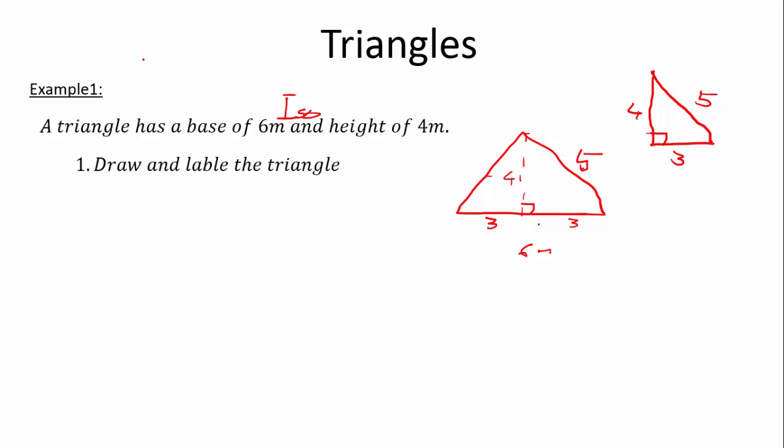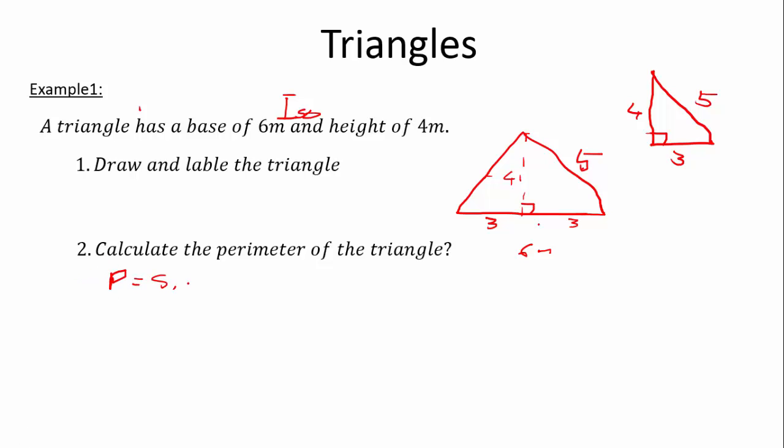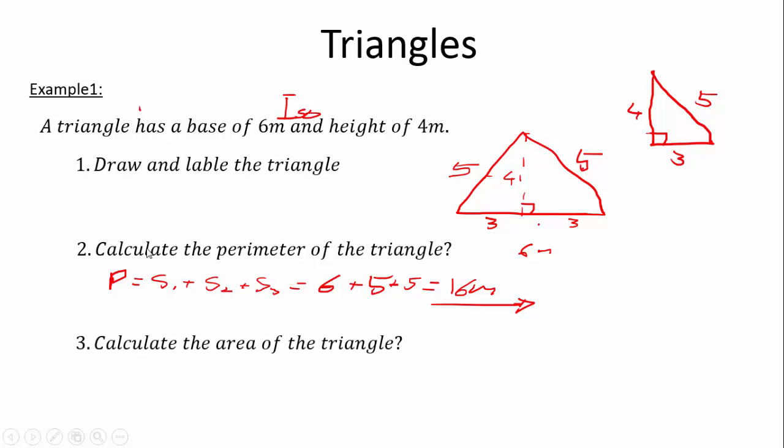Okay, next question is, calculate the perimeter of the triangle. What is the perimeter? Perimeter P is equal to S1 plus S2 plus S3, and that is equal to S1 is 6 plus 5. It's an isosceles, remember, so that's 5 as well, and that's plus another 5, and that is equal to 16, as you can quite easily see, meters. 16 meters.